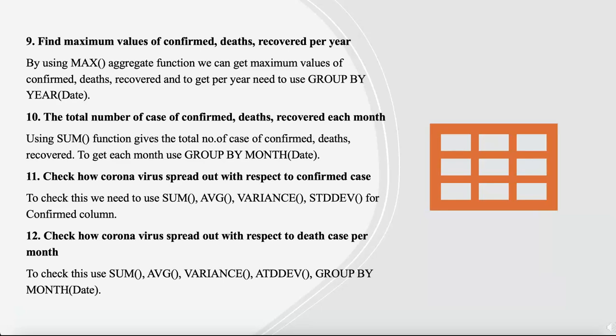And then next, coming to the 12th question, check how coronavirus spread out with respect to death case per month. This is also similar to 11th question. In place of confirmed column, we need to use death column. And they also included per month. So we need to use month function.